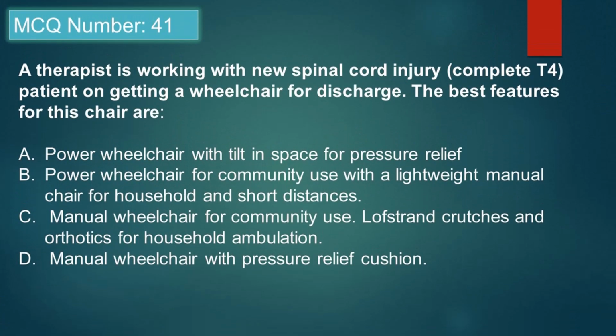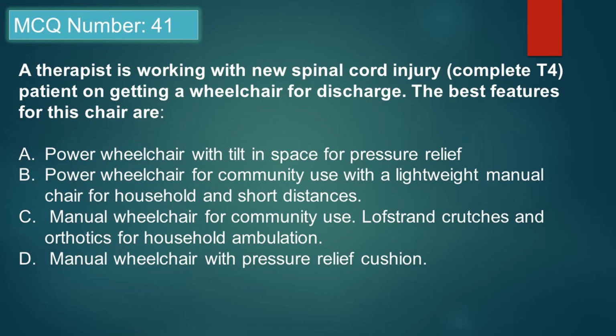So let's get started. Here you can see MCQ number 41 on your screens. A therapist is working with a new spinal cord injury patient who has a complete injury at the T4 level. On getting the wheelchair for discharge, what is the best feature for this chair?